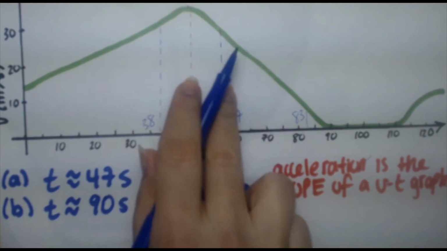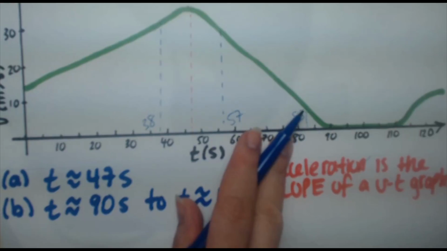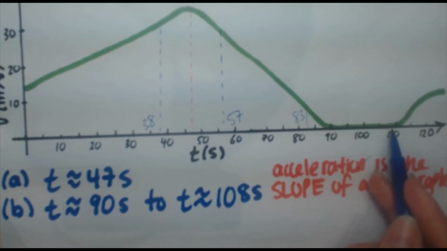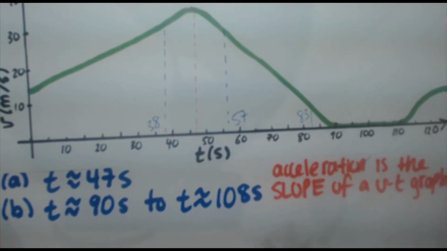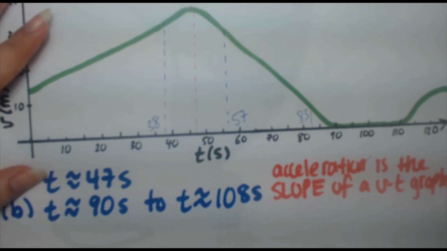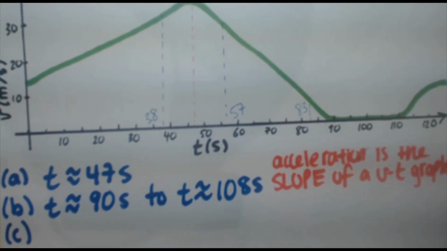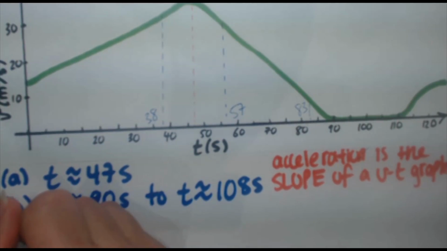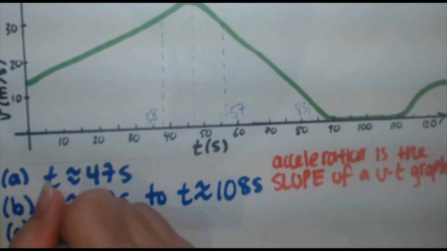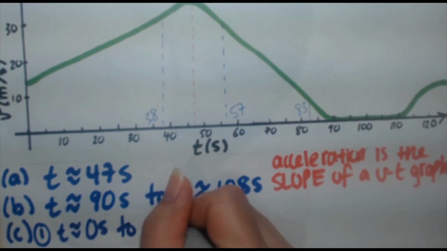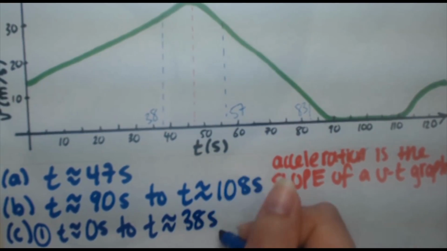So between 0 and 38, 57 to 83, and then here obviously it's not changing, so acceleration is constant. So between 90 seconds and 108, just what we had before. Okay, so for part C, there's actually 3 different locations. Okay, so the first is between t is approximately 0 seconds to t is approximately 38 seconds.